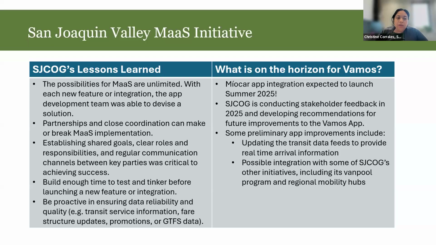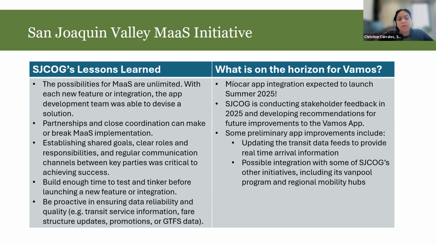And then lastly is the piece around data reliability and quality. The MaaS environment relies on a lot of data feeds. And if the data feeds are not updated or they're out of date, then we're providing our users information that they can't really benefit from. So when developing and maintaining a MaaS platform, the data is really a key piece of providing a quality service. And then, what's on the horizon for VAMOS?